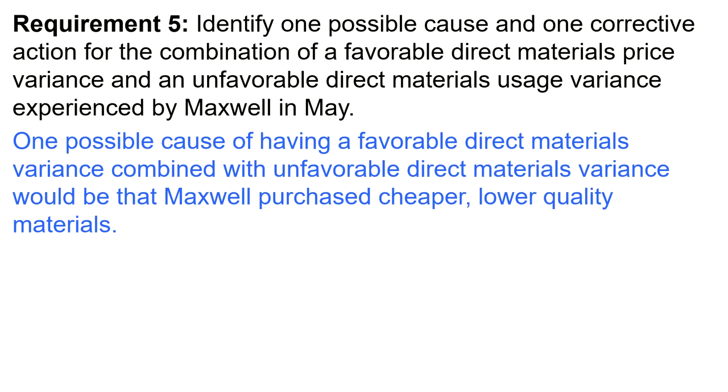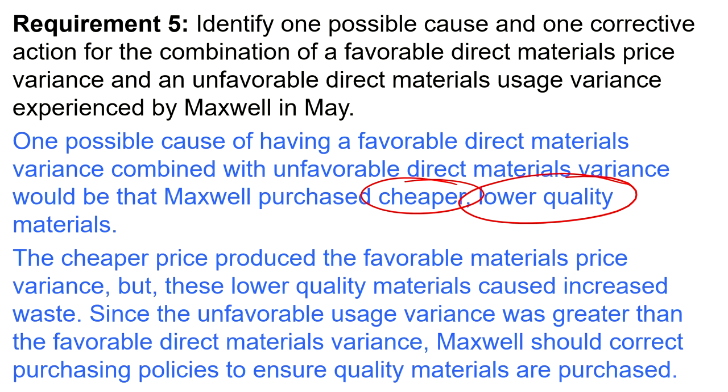One possible cause of having a favorable direct materials price variance combined with an unfavorable direct materials usage variance would be that Maxwell purchased cheaper, lower quality materials. So the cheaper gave us that favorable price variance, and the lower quality gave us the unfavorable materials usage variance. The cheaper price produced the favorable materials price variance, but these lower quality materials caused increased waste.